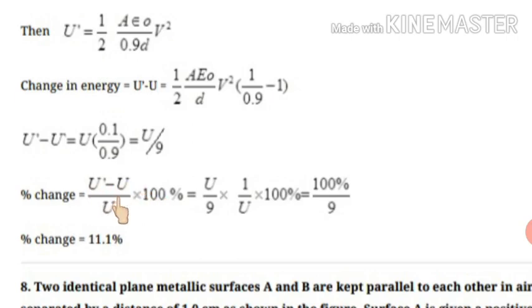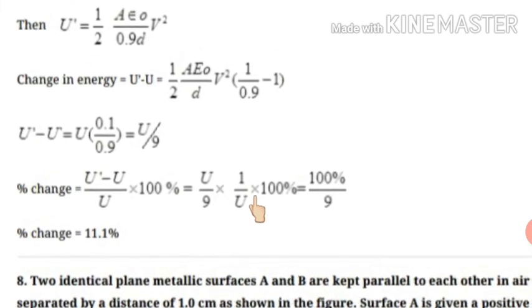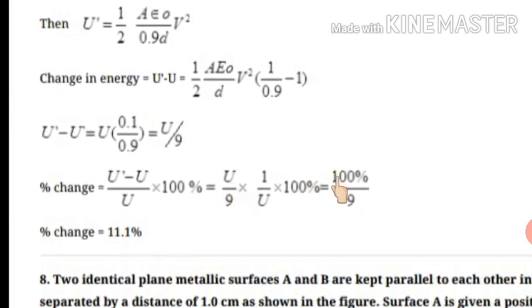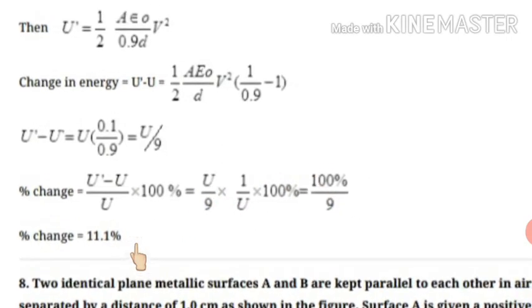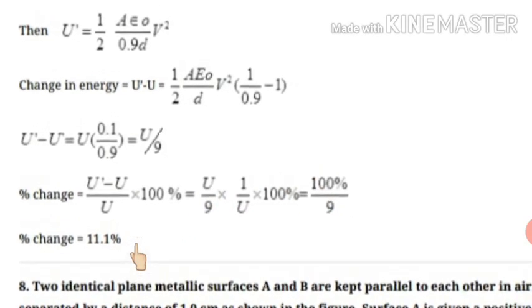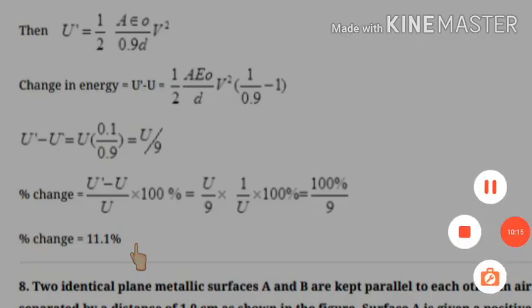So what is U dash minus U? U by 9. 1 upon U is written as it is, into 100% as it is. So this U and U will get cancelled. Finally 100 upon 9 will give you how much? 11.1%. So this is the percentage change in the energy of the capacitor if the distance is reduced by 10%. So I think this is clear to everyone.